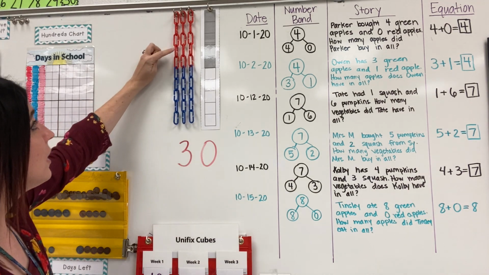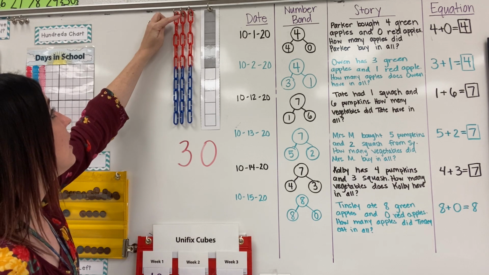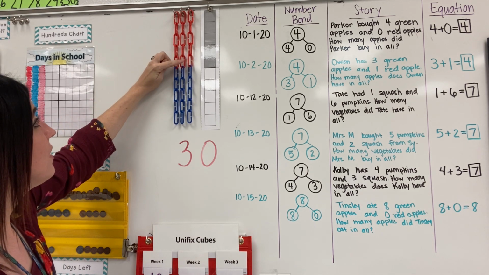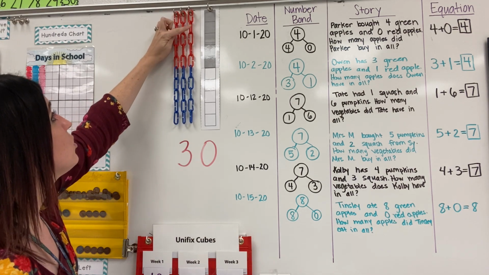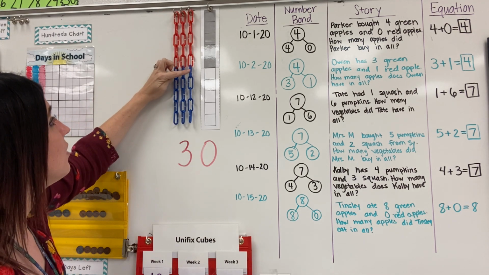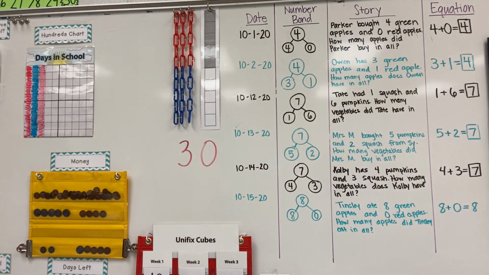1, 2, 3, 4, 5, 6, 7, 8, 9, 10, 11, 12, 13, 14, 15, 16, 17, 18, 19, 20, 21, 22, 23, 24, 25, 26, 27, 28, 29, 30. Are you ready to add another one?